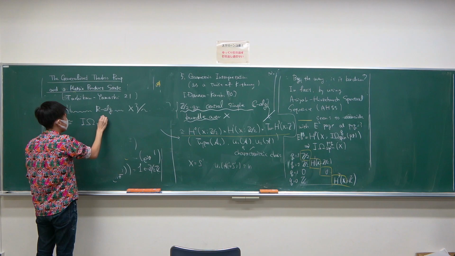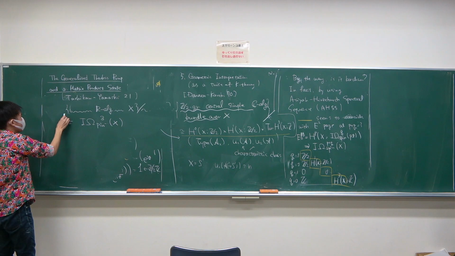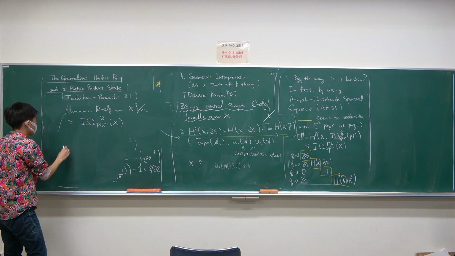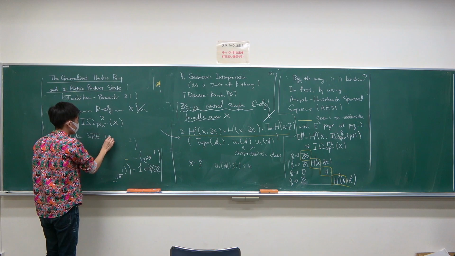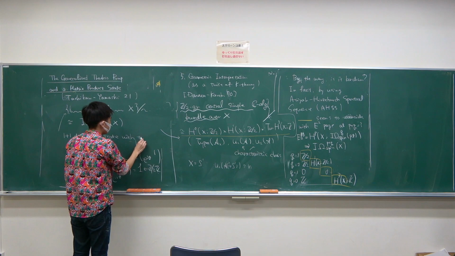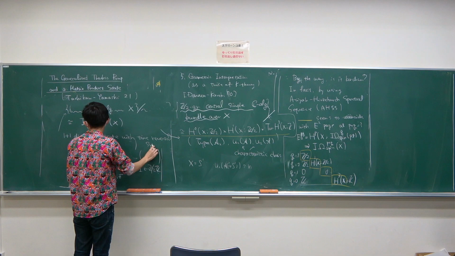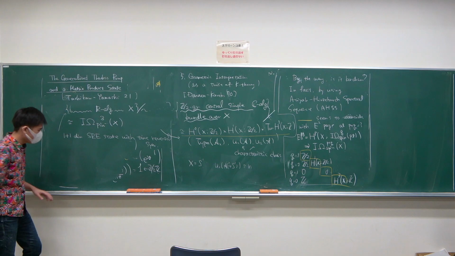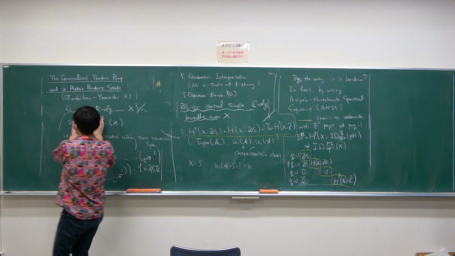And actually, in the matrix product state context, the left hand side is 1 plus 1 dimensional short range entangled Thouless state with time reversal symmetry. Yeah, so this is expected to be classified by the Anderson dual Pin minus bordism. So this is very consistent with the classification.